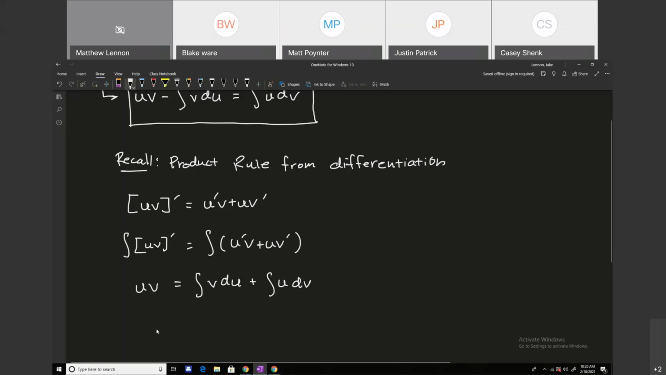So to get the formula above, I can subtract the integral of v du. So I get uv minus the integral of v du, and this is equal to the integral of u dv. So that's why the formula essentially works. It comes right out of the product rule, just integrating both sides.